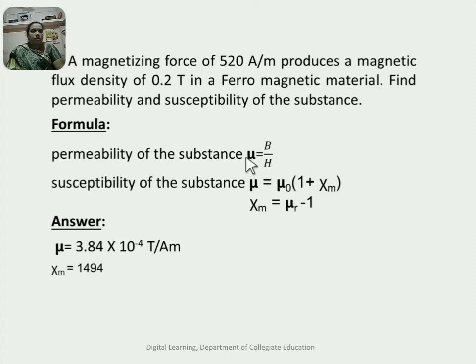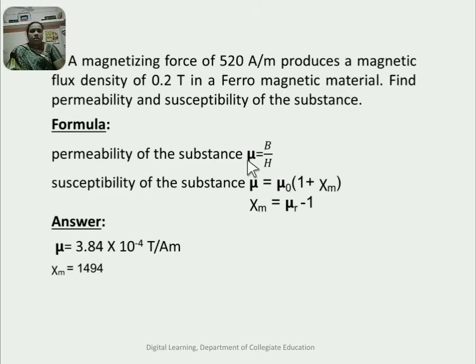Substituting the values from the given data in these two formulas, we get the answer, that is, mu is equal to 3.84 into 10 to the power minus 4, and psi is equal to 1494.